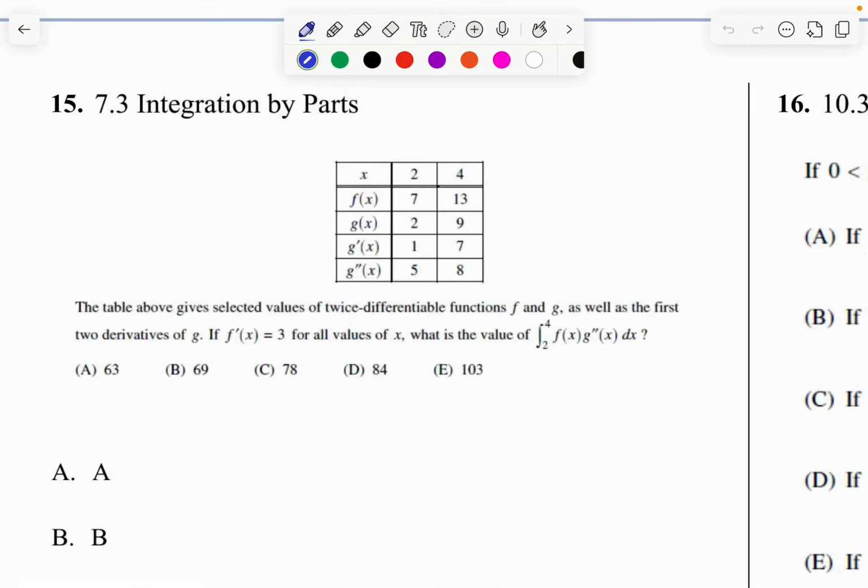Okay, we have a problem here. We have a table. It gives selected values of the twice differentiable functions f and g, as well as the first two derivatives of g. f prime of x is 3 for all values of x. What is the value of the integral from 2 to 4 of f of x g double prime?